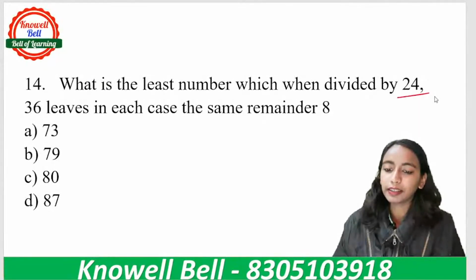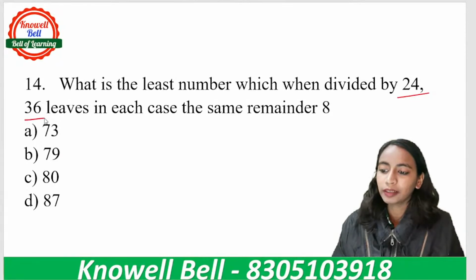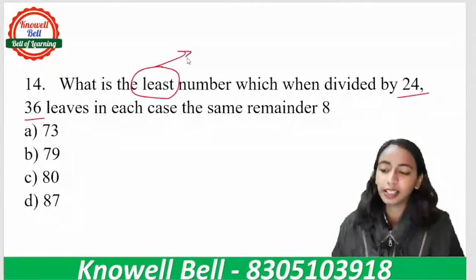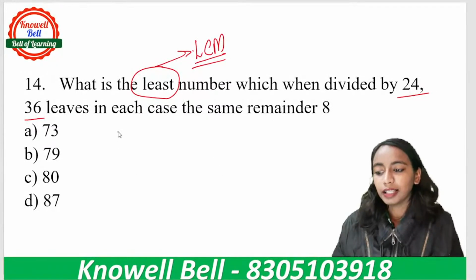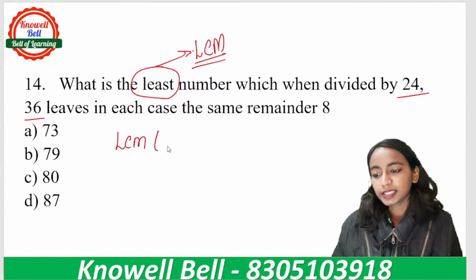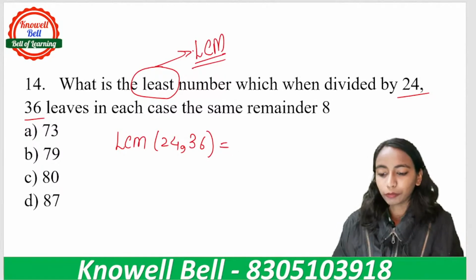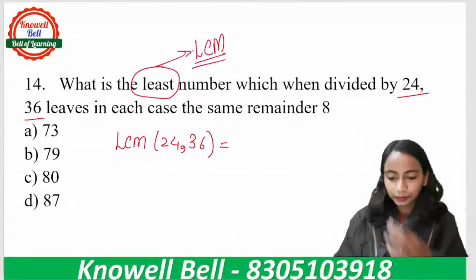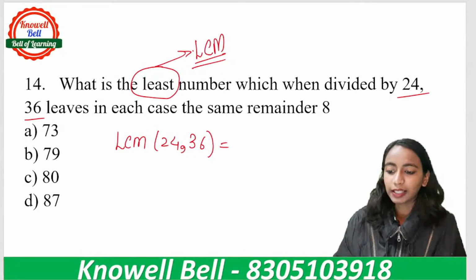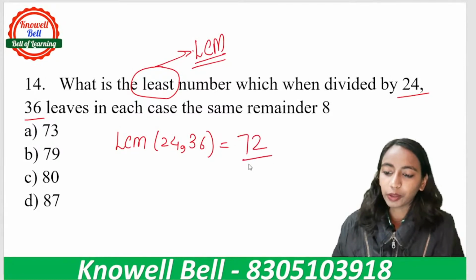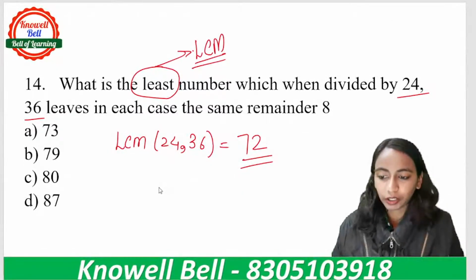We have to find the least number which when divided by 24 and 36. Once again, the question is saying least. Least means we have to find the LCM. So the LCM of 24 and 36. What is the value of the LCM for 24 and 36? What will be the answer? LCM 72. Very good, Abhinav. The LCM is 72.